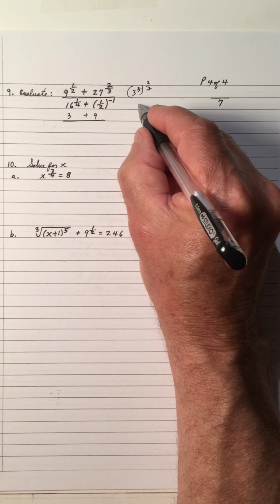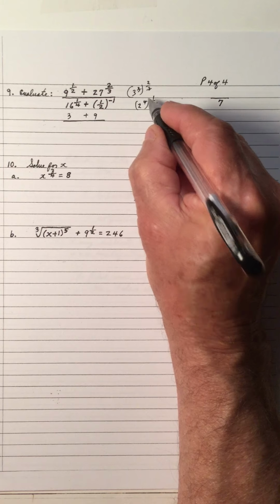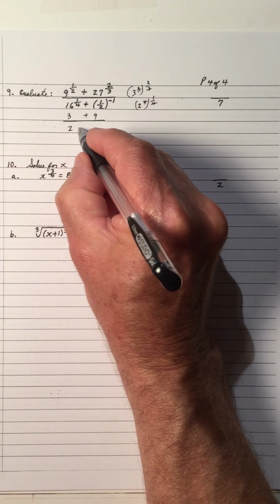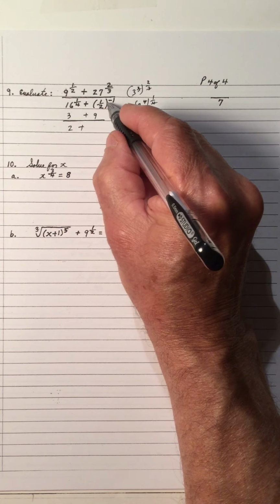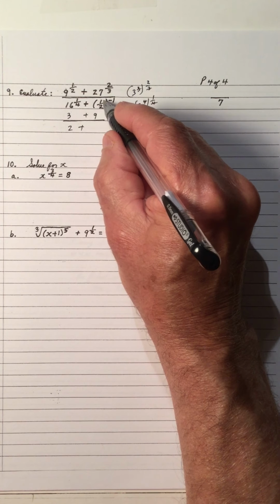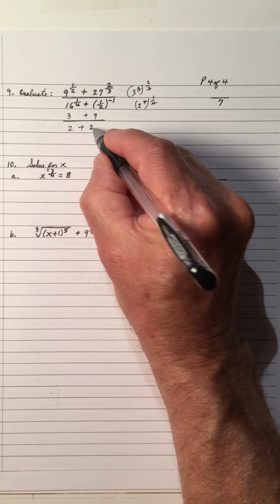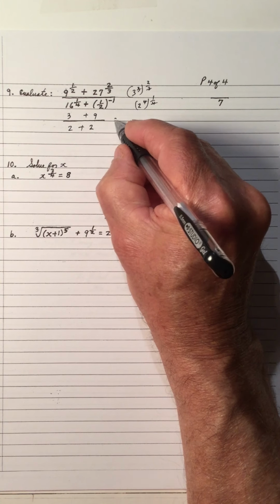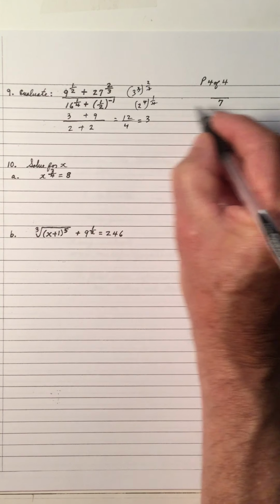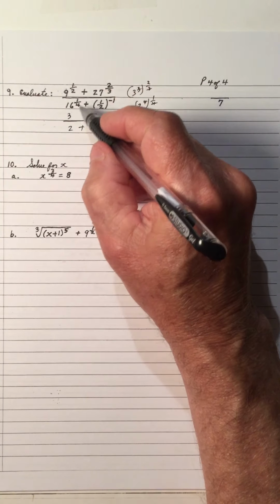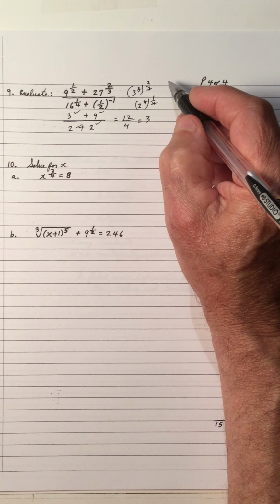16 to the 1/4, 16 is 2 to the 4, to the 1/4, the 4's cancel, we get 2 to the 1, which is 2. And we got a half raised to the negative 1, so a negative exponent flips the fraction, the reciprocal of 2, and that gives us 12 over 4, which simplifies to a 3. So if you did this, each of these you get a mark each, that's 4 marks.